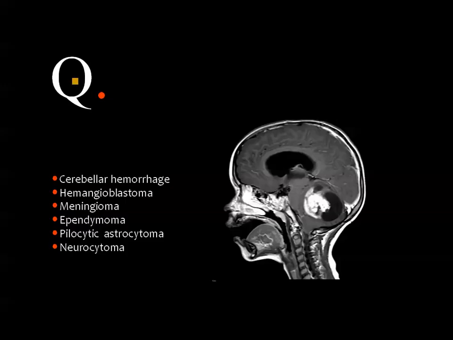MRI of the brain sagittal T1 post contrast showing a space occupying lesion in the cerebellum, and the lesion is cystic with an enhancing mural nodule. Possibilities: cerebellar hemorrhage, hemangioblastoma, meningioma, ependymoma, pilocytic astrocytoma, neurocytoma.